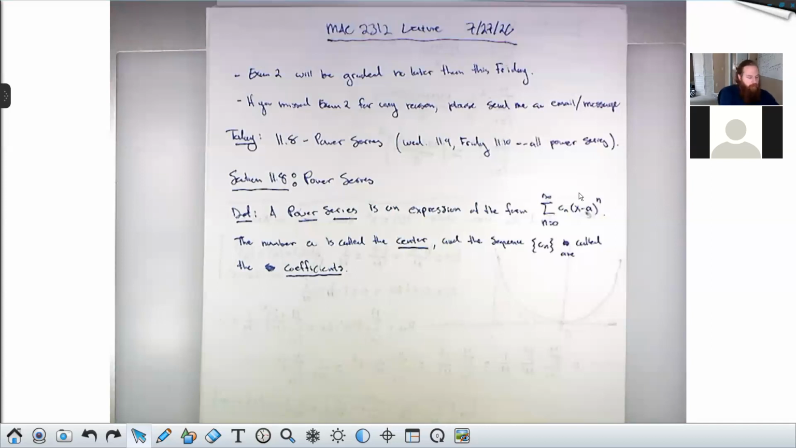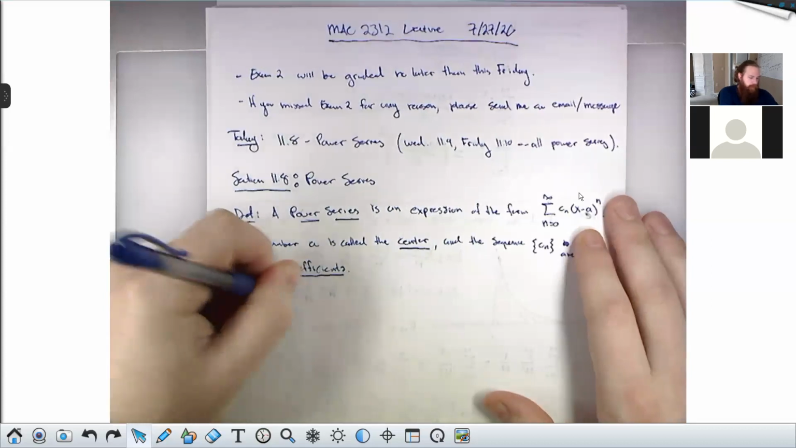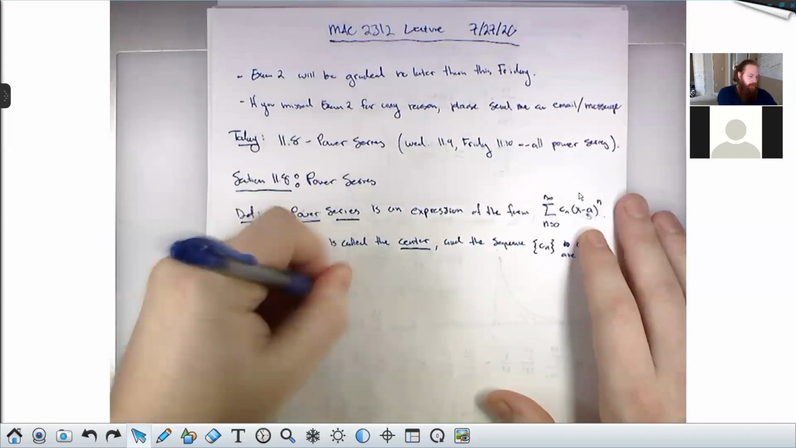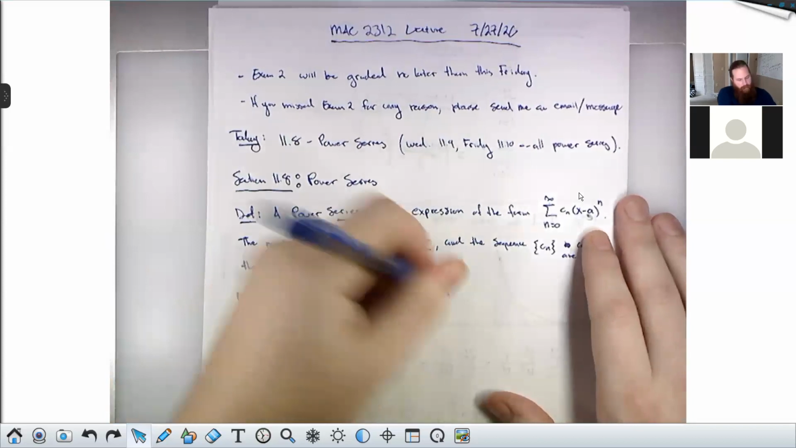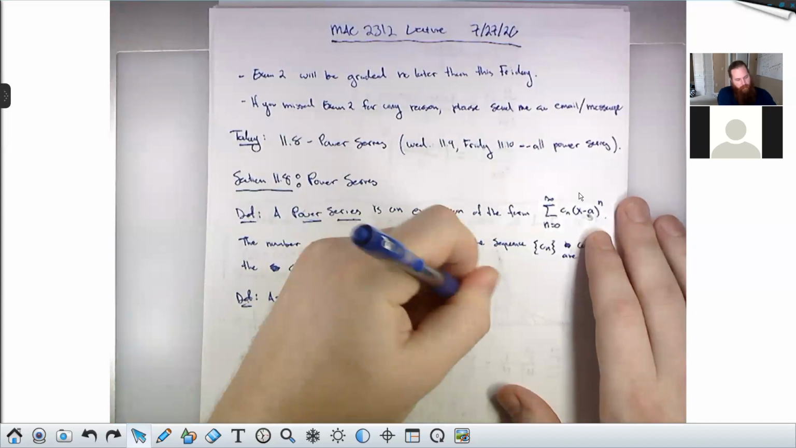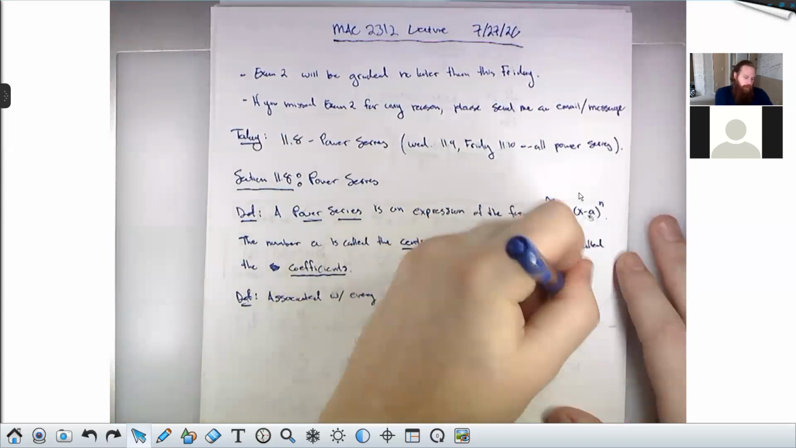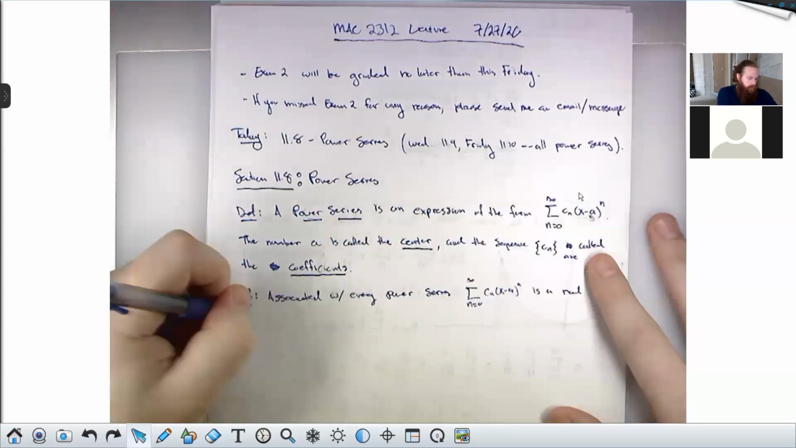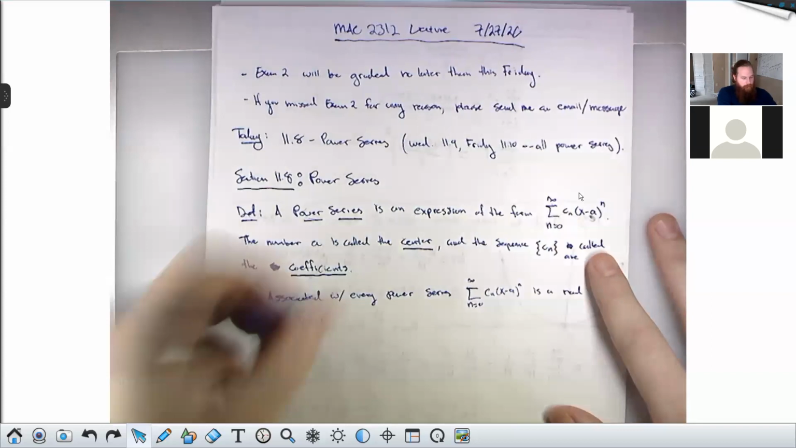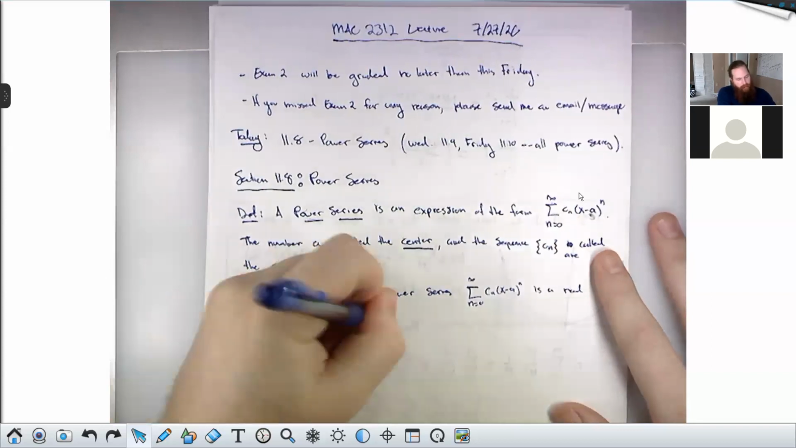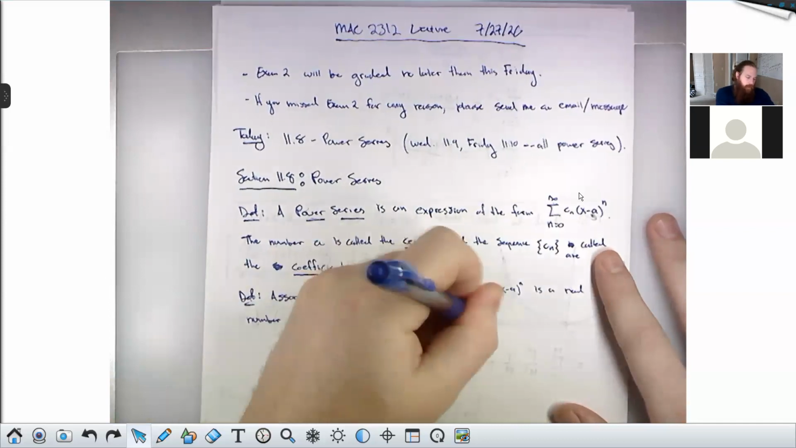We need another definition before we can start. Associated with every power series, sigma n from 0 to infinity Cn (x minus a) to the n, is a real number capital R, which is greater than or equal to 0, called the radius of convergence.